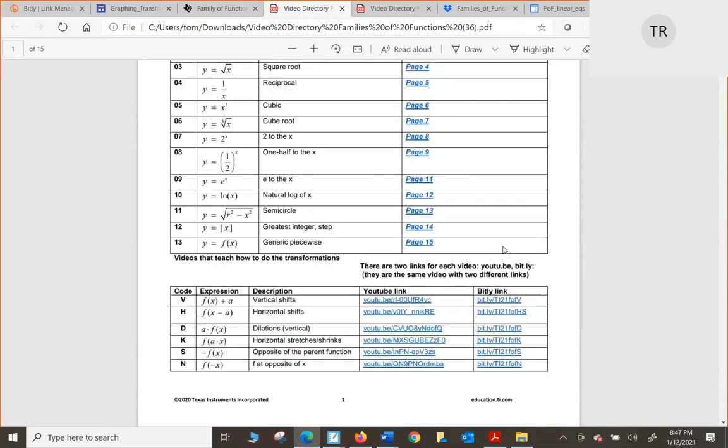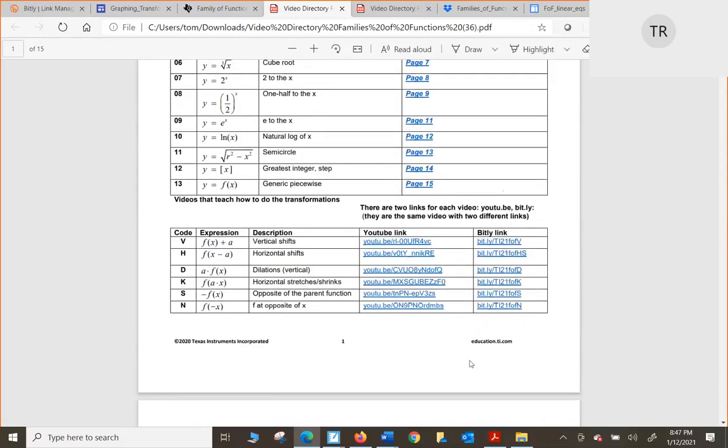At the bottom of page 1 are links to the transformation videos. And you'll notice that each one of these has 2 different links, a YouTube link and a bit.ly link. These are the same video. They just have 2 different links. The YouTube link is an awful one. The bit.ly all start off the same way.